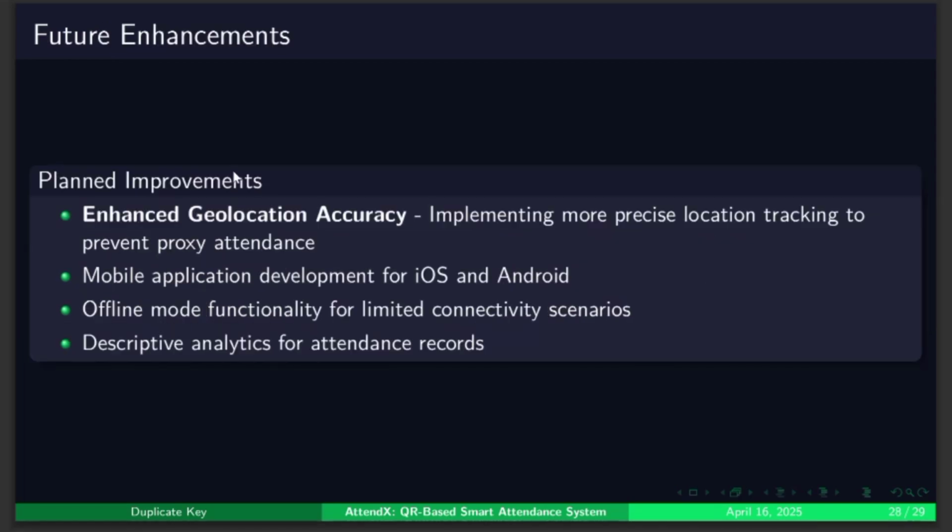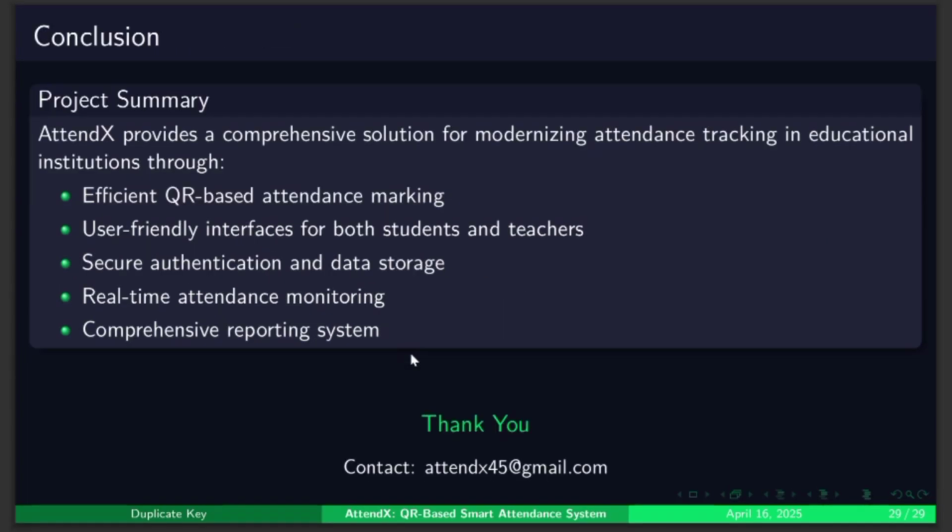So these are our future enhancement plans for this particular project. Enhanced geolocation accuracy, mobile application development. Currently it's a website. We are planning to implement an app. Offline mode functionality for limited connectivity scenarios, and descriptive analytics for attendance records. So for conclusion, this QR code based attendance addresses various issues from time management to impersonation.